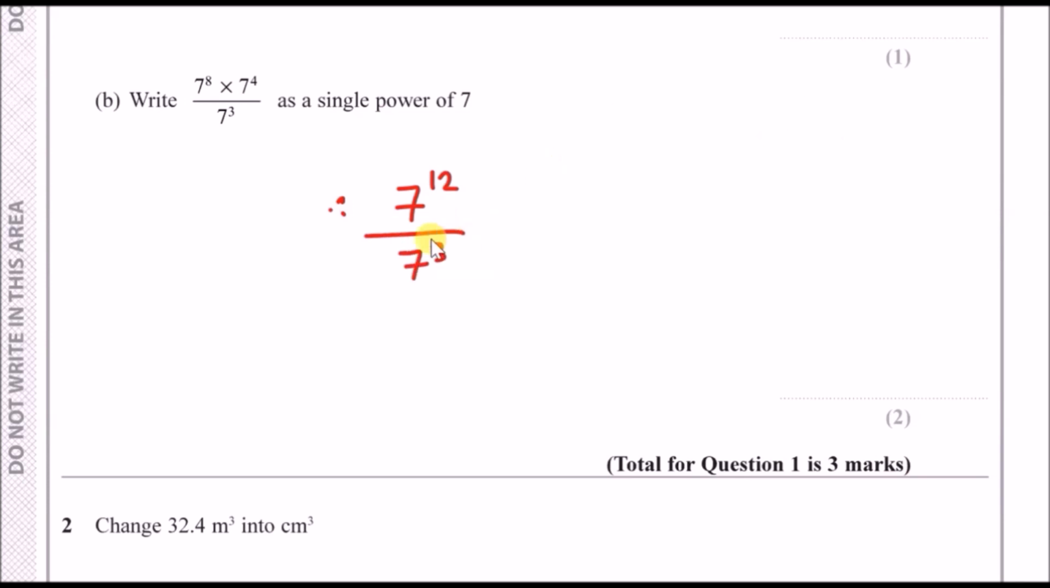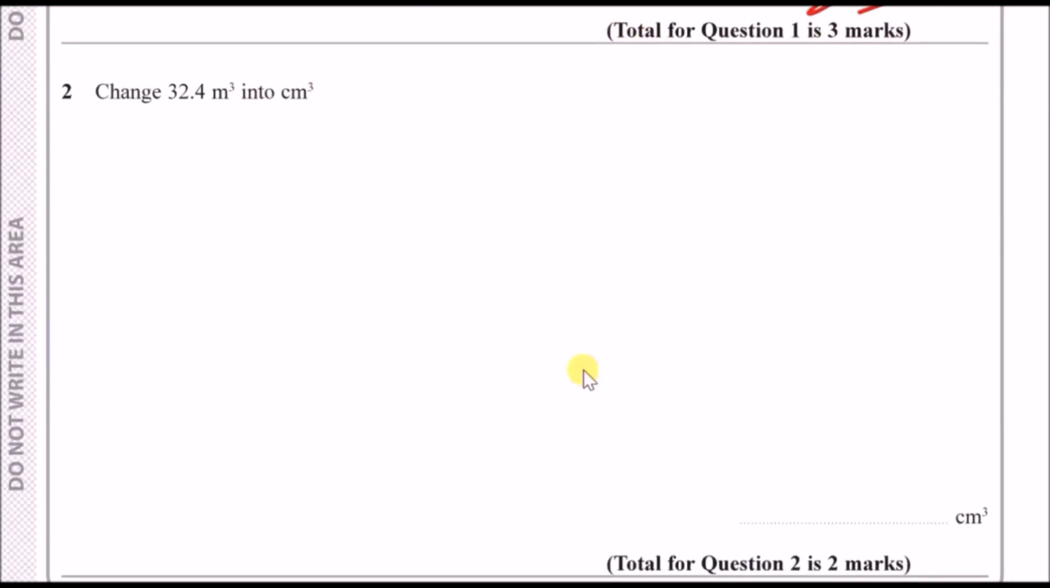And then again, when you divide, you subtract the powers. So 12 take away 3 is 9. Therefore, we got 7 to the 9. And that's it. So moving on to number 2.